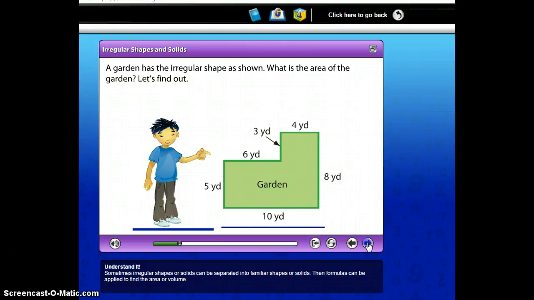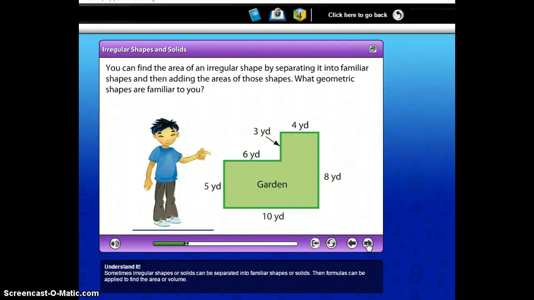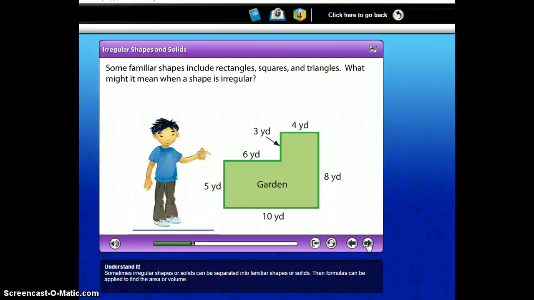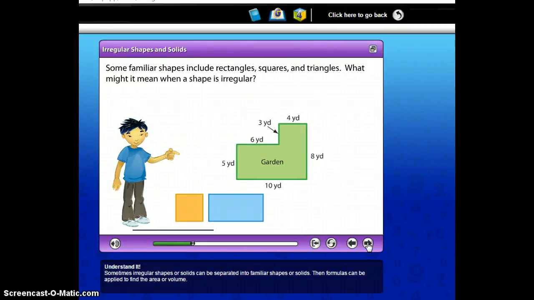Let's find out. You can find the area of an irregular shape by separating it into familiar shapes and then adding the areas of those shapes. What geometric shapes are familiar to you? Some familiar shapes include rectangles, squares, and triangles.